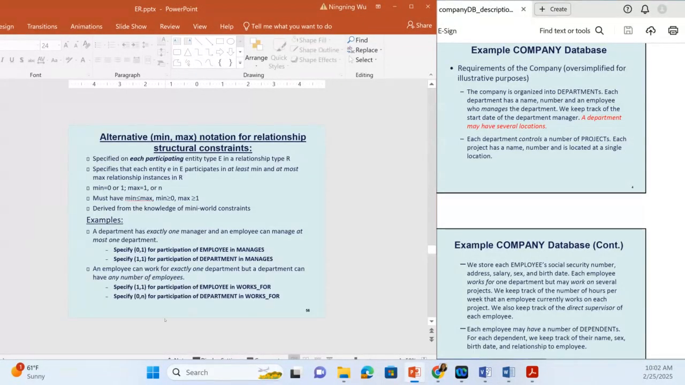Then regarding which notation you like, I think it's totally up to preference. I think both are pretty easy to understand, and we can easily translate one option to the other. We can translate minimum maximum into cardinality ratios and participation constraints, or from cardinality ratio and participation constraints into minimum maximum, because minimum indicates what? It indicates the participation constraint. Maximum indicates the cardinality ratio. So that's basically what it means.